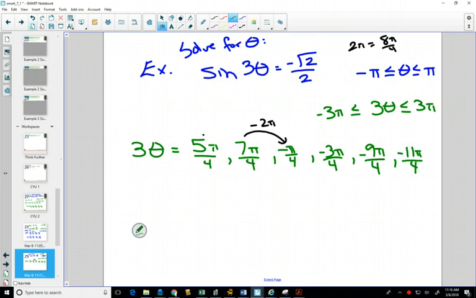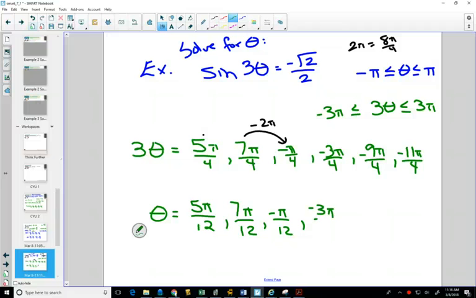From here, now if I want to solve for theta, I'm going to have to take each of those answers and divide it by 3. Dividing by 3 is the same as multiplying by a third. I will get 5 pi over 12, 7 pi over 12, negative pi over 12, negative 3 pi over 12, negative 9 pi over 12, and negative 11 pi over 12.